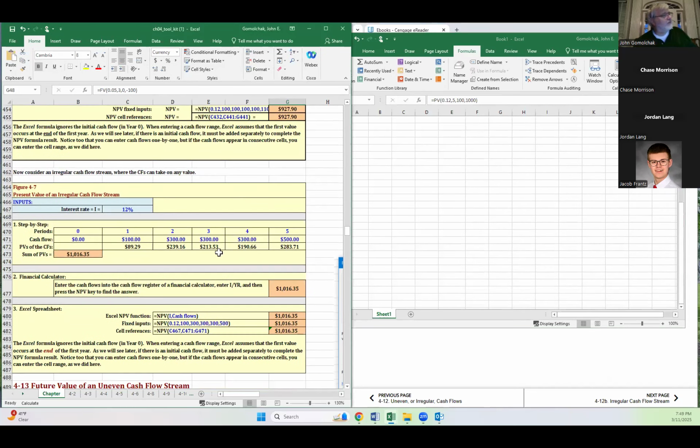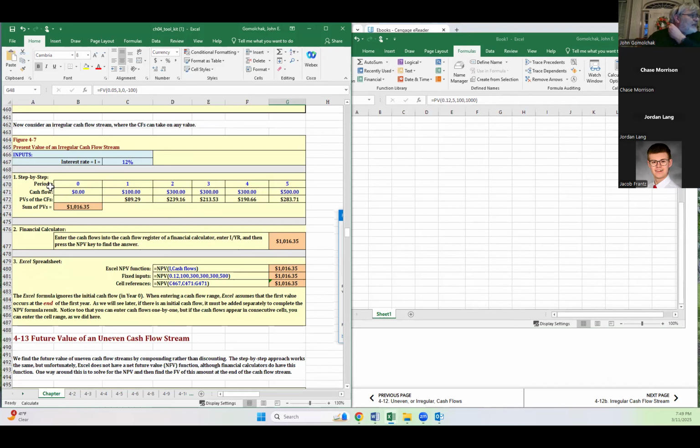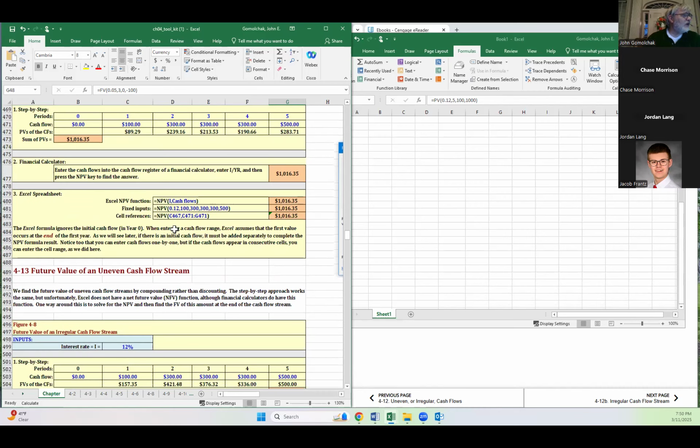What about this one here? Okay, this one here where we have the individual numbers changing on a yearly basis, 100, 300, 300, 300, 500. If we did the step-by-step basis, we would just do the present value of each of the years. This would be $80, this would be $200, this would be 200, this would be 190, this would be 280, and then add them all together, it would be worth $1,016.35. Financial calculator would give us that also.